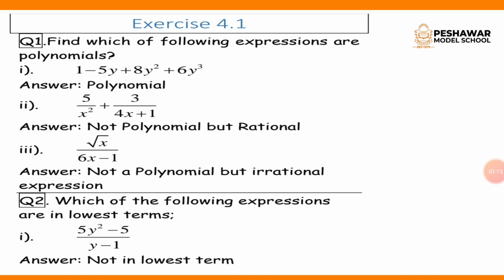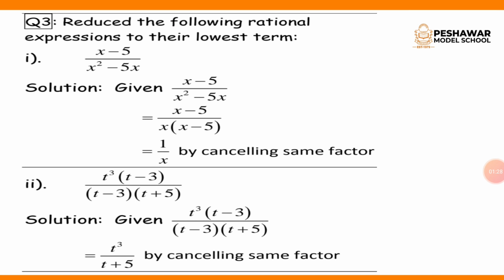Question number 2, which of the following expressions are in the lowest form? 5y square minus 5 divided by y minus 1. This is not in the lowest form because it can be simplified further. Next, question number 3, reduce the following rational expression to its lowest form.